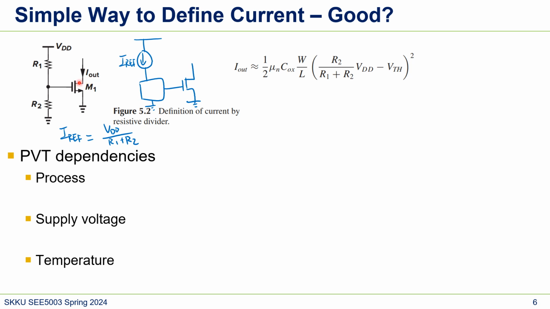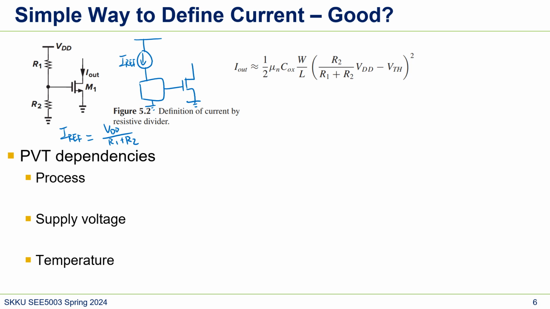And then this I out can be represented as this equation. Well, let's just ignore channel length modulation. So it's a VGS, right? But this is not good. We cannot use this circuit because of the PVT dependencies. PVT means P, process, V, supply voltage, T, temperature.